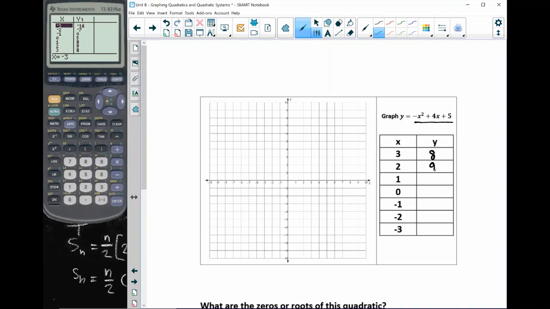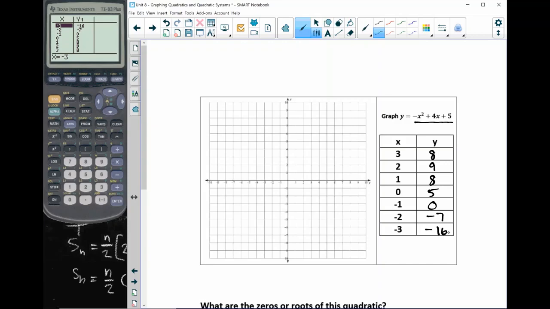When x is equal to 1, I have an 8. When x is equal to 0, I have a 5. When x is equal to -1, I have a 0. When x is equal to -2, I have a -7. And when x is equal to -3, I have a -16.